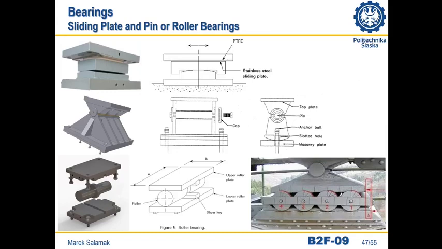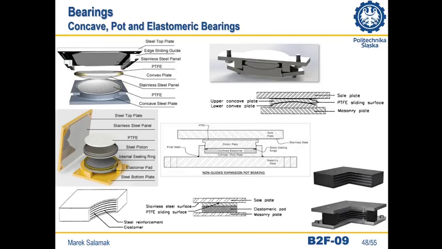We have many solutions used for bearings. The oldest are tangential, rocker, and roller bearings. Other types are lenticular, pot, and the cheapest, but also the least durable, elastomeric bearings.